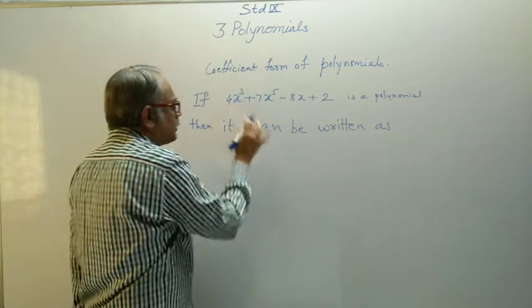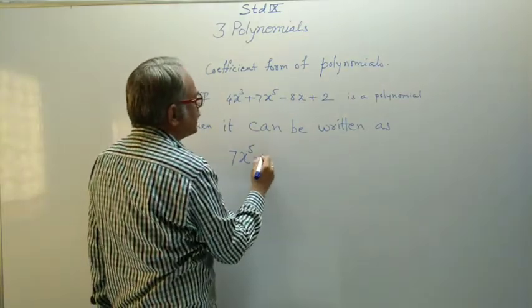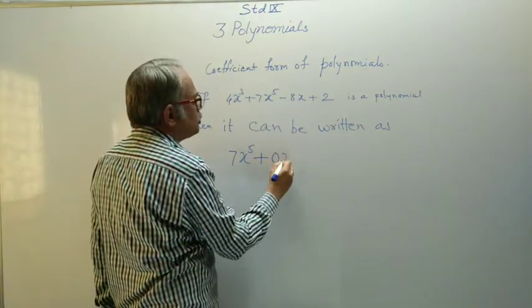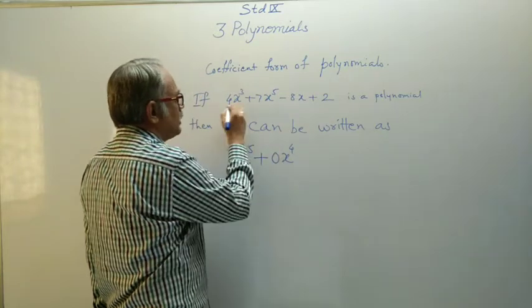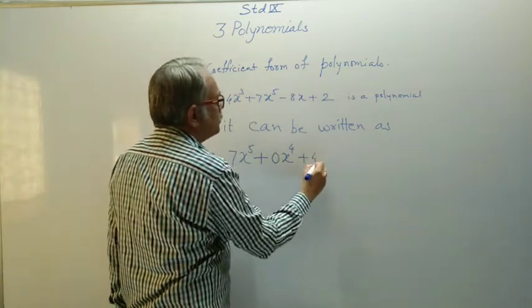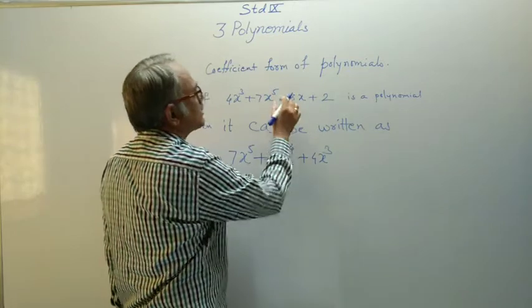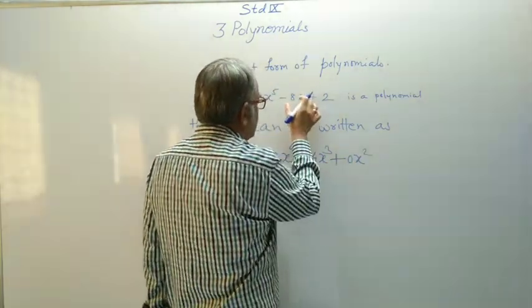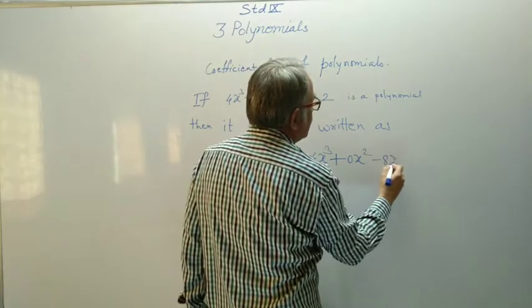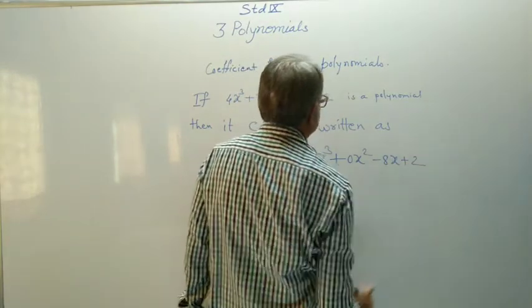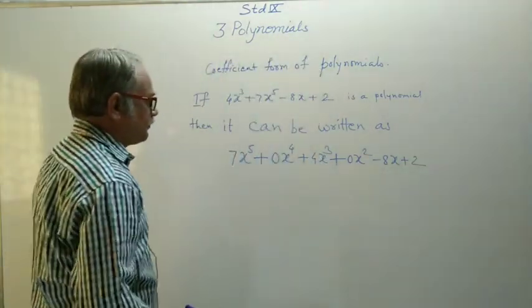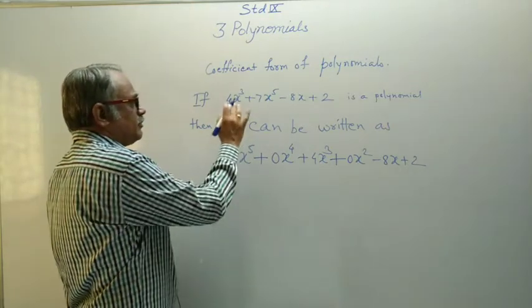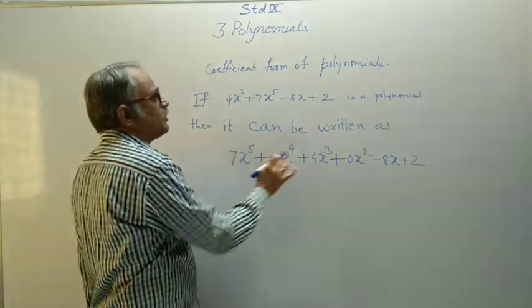In standard form directly we are writing plus 4x cube, but here x raised to 4 term is not there, therefore 0x raised to 4 plus 4x cube plus x square term is not there, therefore 0x square, then x term, and then number term, constant term. This is also index form.